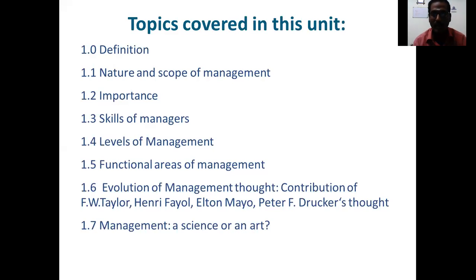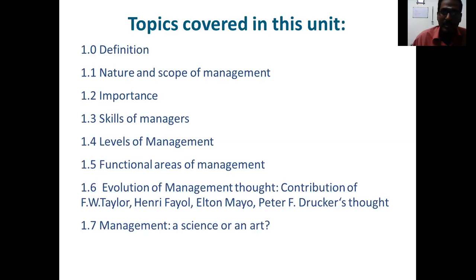And then how today's management evolved, like who are all the management gurus, like Frederick Taylor, Henri Fayol, Elton Mayo, Peter F. Drucker. These people are the main contributors to modern day management. We will see what are their theories, management principles, etc. Then we'll also discuss management: is it a science or art, or is it both? So after we finish this unit, students will learn all these topics.